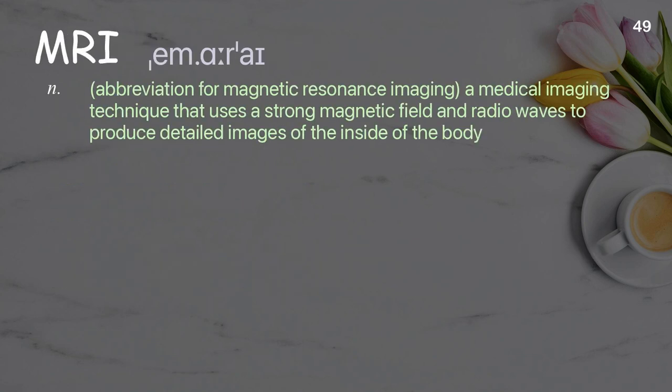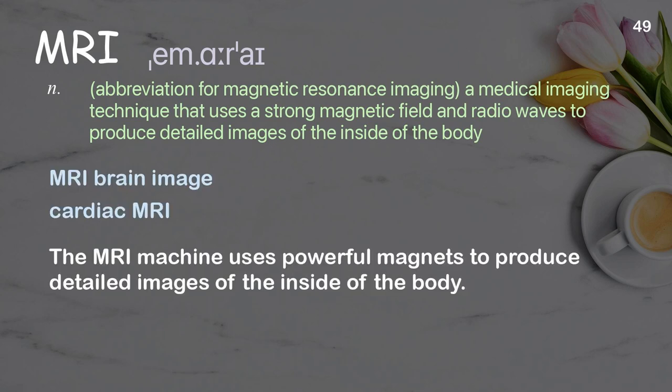MRI. Abbreviation for magnetic resonance imaging, a medical imaging technique that uses a strong magnetic field and radio waves to produce detailed images of the inside of the body. Examples: MRI brain image. Cardiac MRI. The MRI machine uses powerful magnets to produce detailed images of the inside of the body.